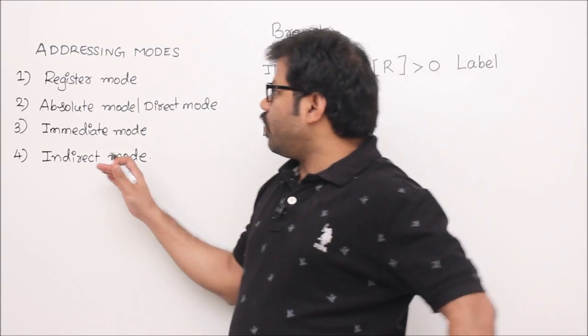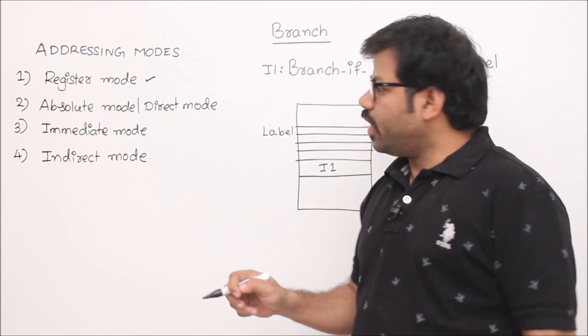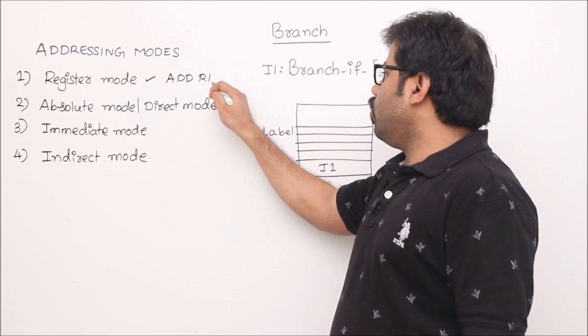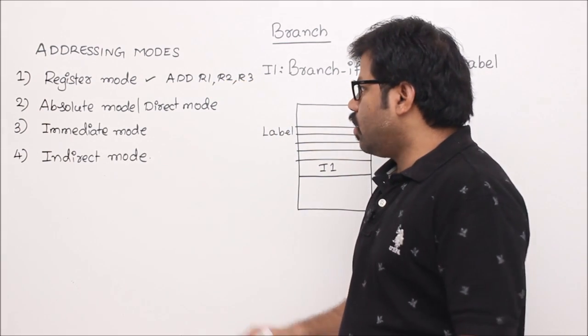Now let us summarize what we learned. Finally, you learned an addressing mode called register mode. Example, add R1, R2, R3. This is register mode.